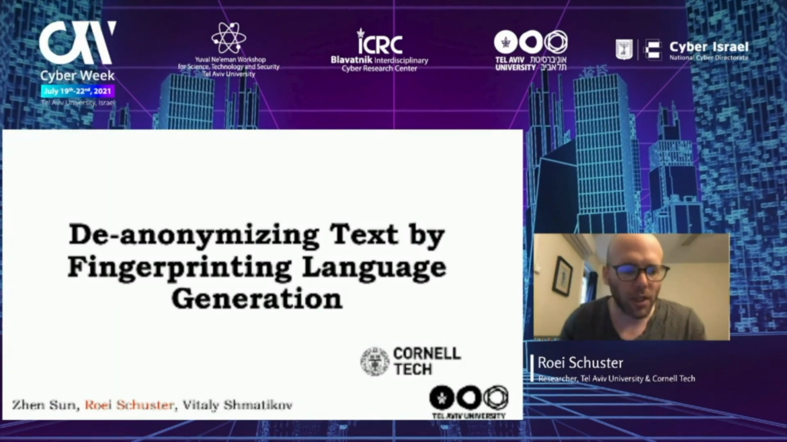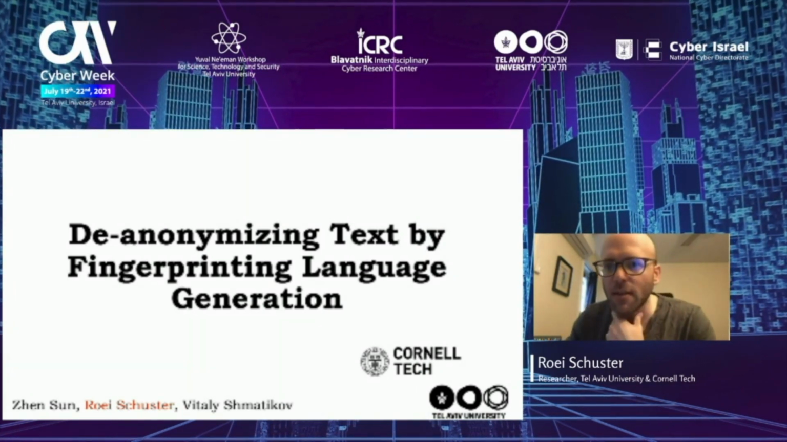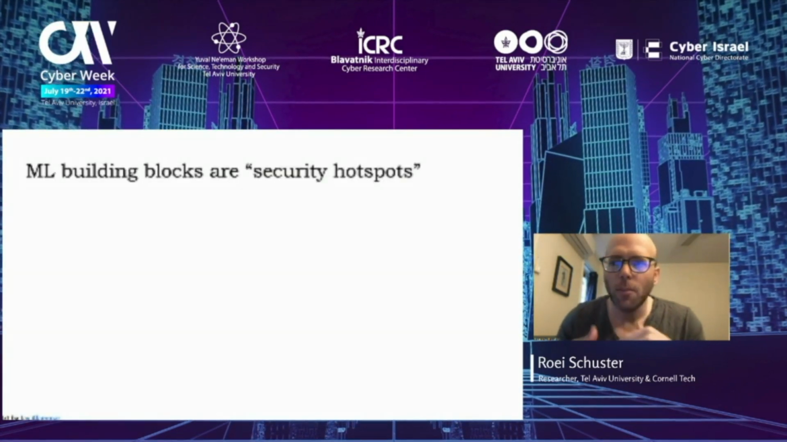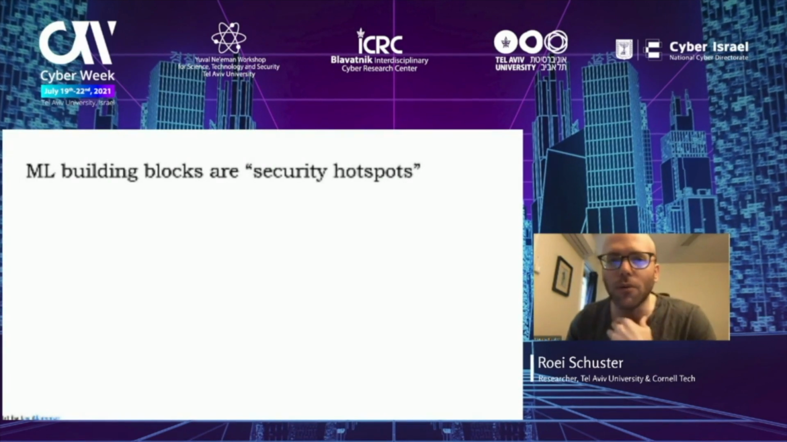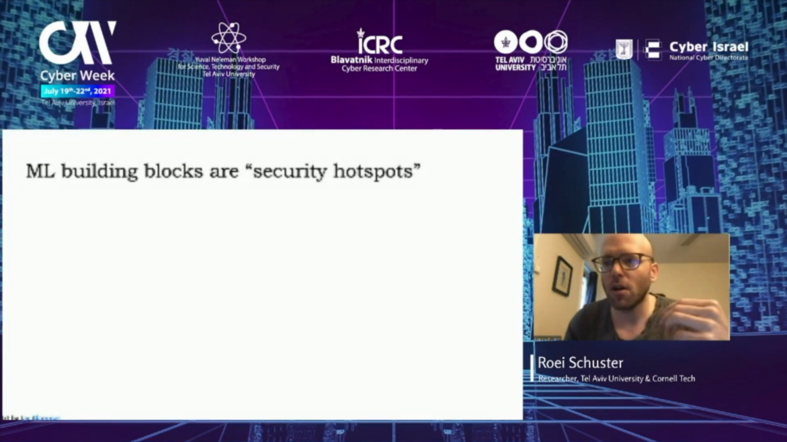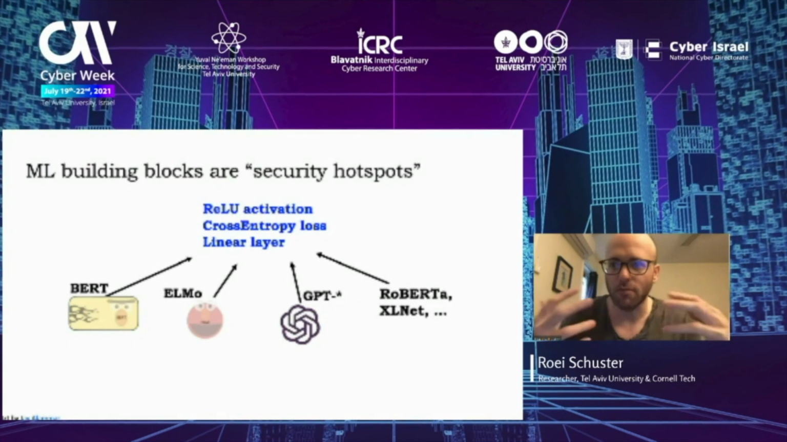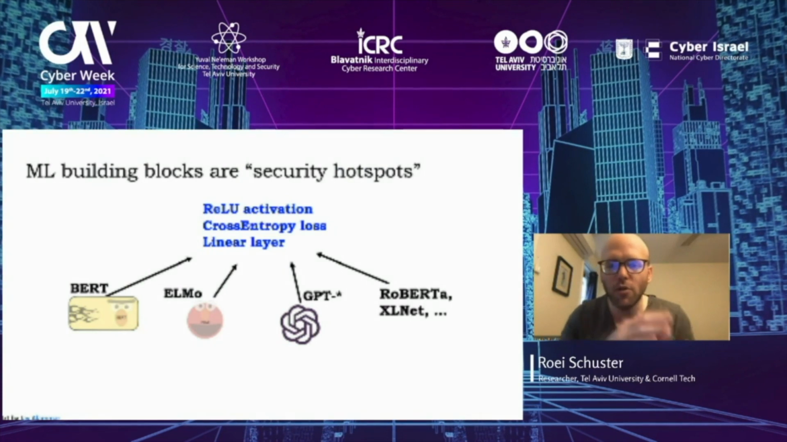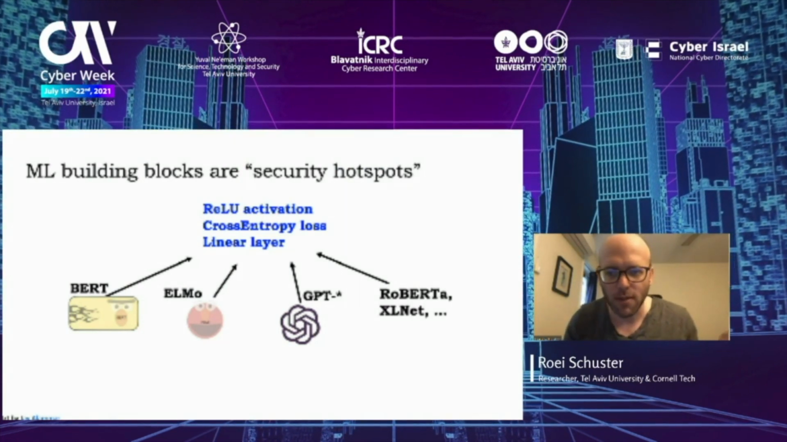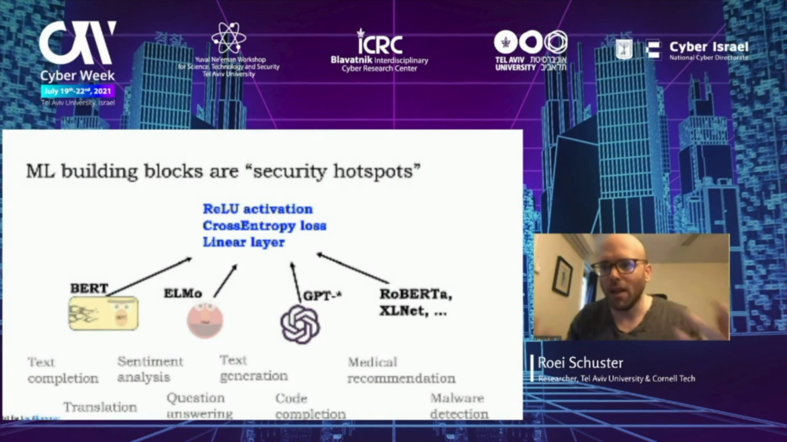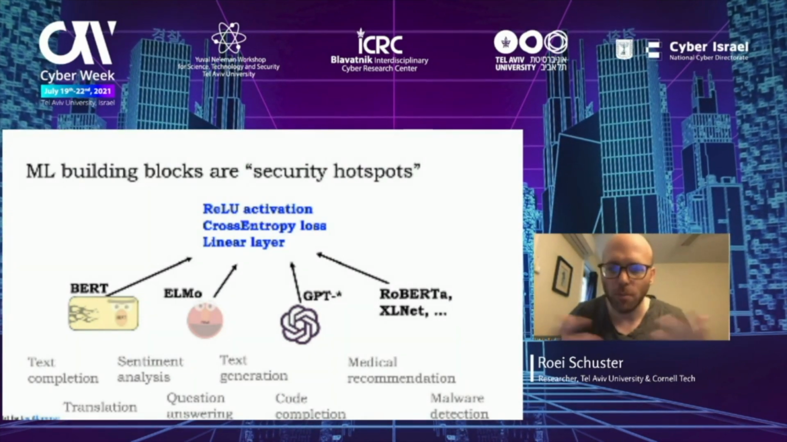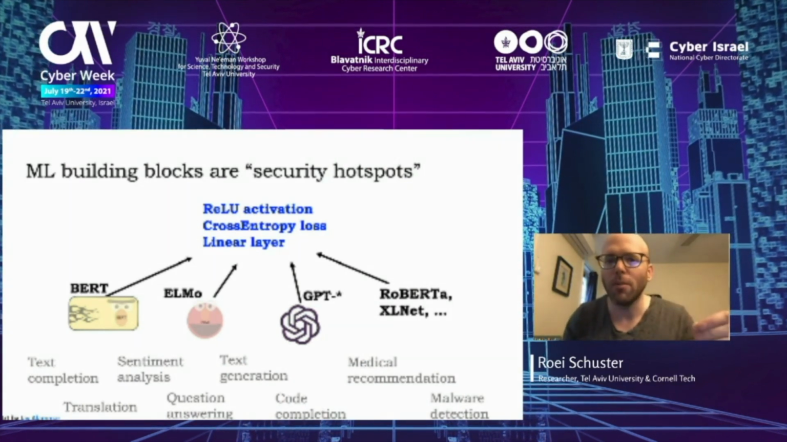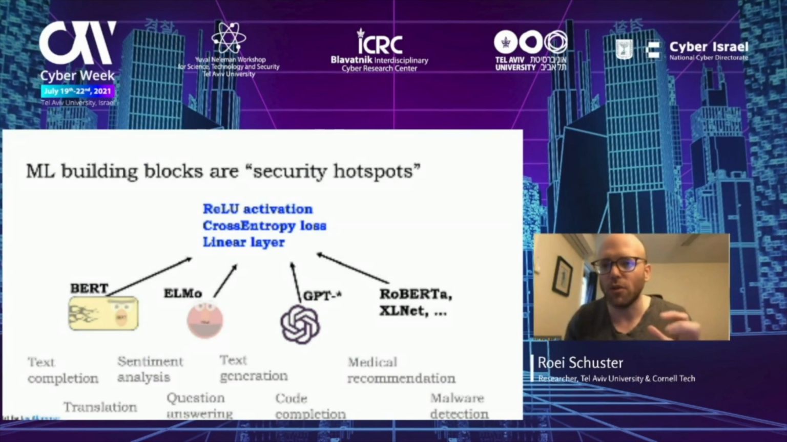It's a work by Jian Sun, Vitaly Shmatikov and myself, and it's about de-anonymizing text by fingerprinting language generation. The point we're arguing for is that ML building blocks are security hotspots. They are programmed once, but then they are used multiple times by multiple downstream models, which we can see here. For many tasks, every one of these models is actually used many times too. So we really want to get it right when we are implementing these building blocks that are used to build these models.